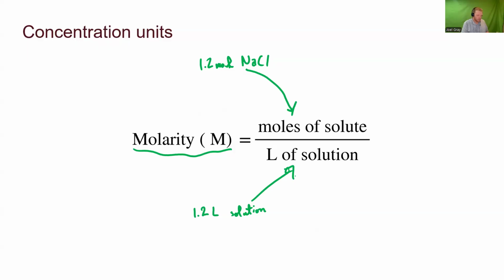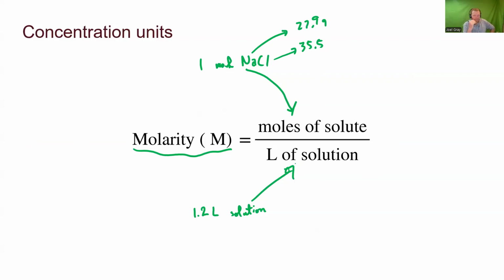Now, what about if it was 1 mole of NaCl? What is the molar concentration? Does everyone follow that? 0.83 molar. You're absolutely right.